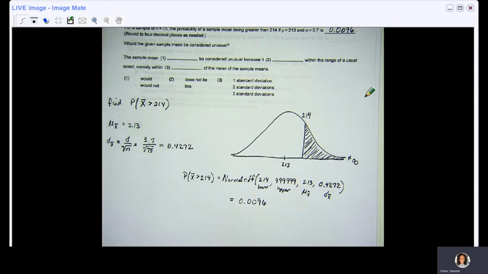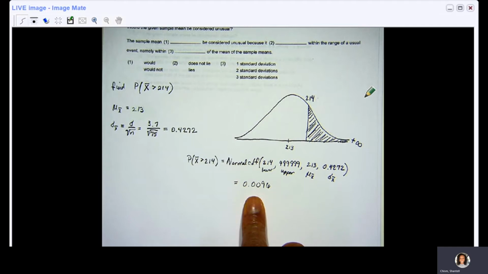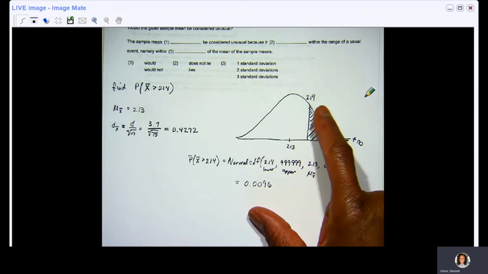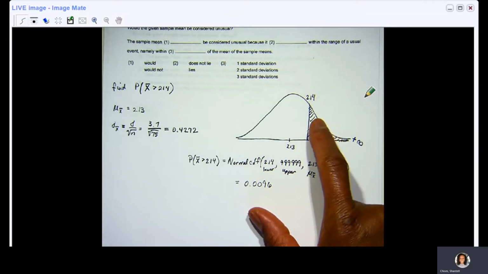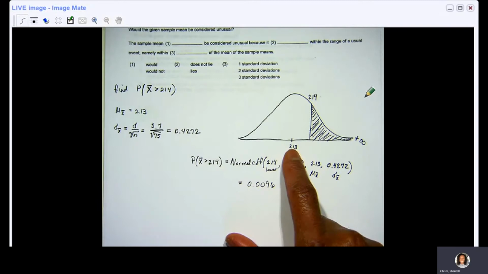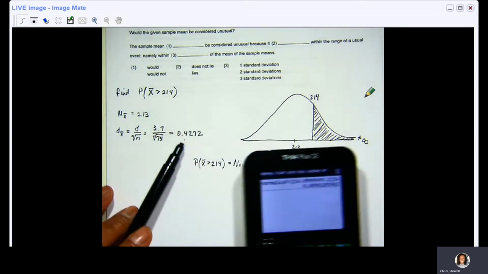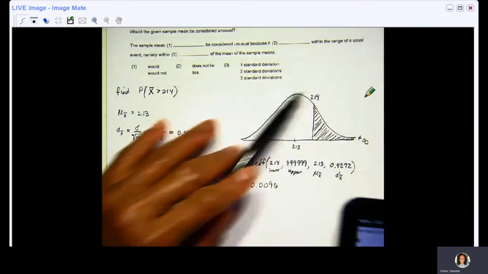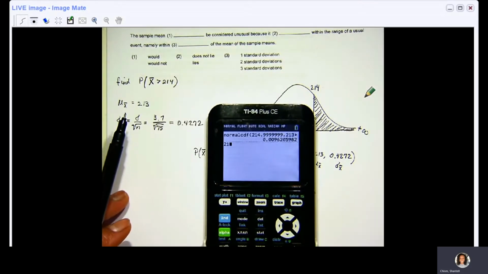Yes, it's definitely unusual because look at the value of it. The probability value was so small, it was less than 5%. But also, if you wanted to actually calculate it, you would say that 214 lies outside of the range of 2 deviations from that mean. If you were to take 213 and add the deviation and then add it again, you still would not reach 214.